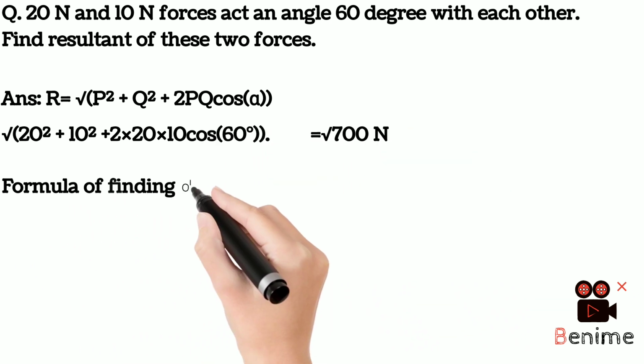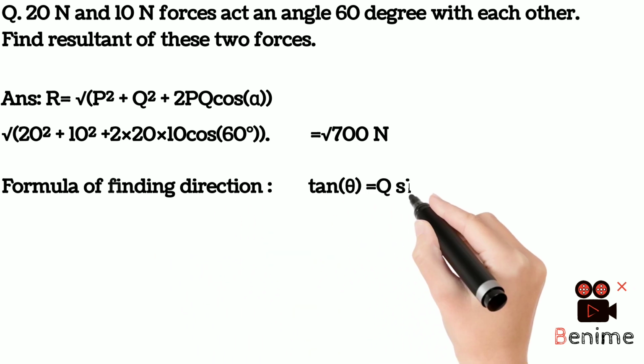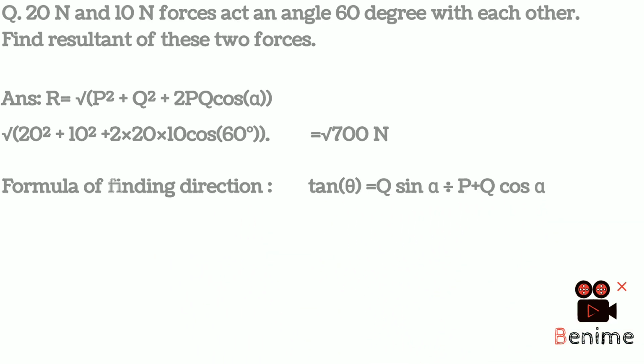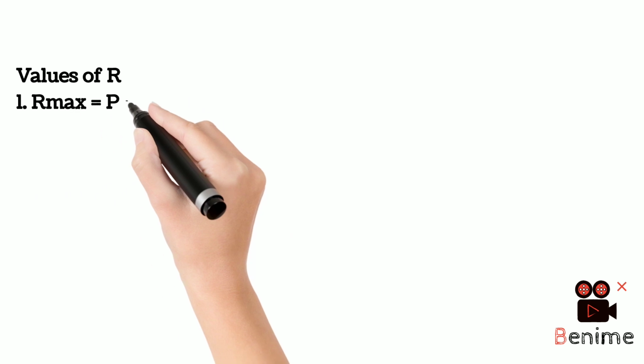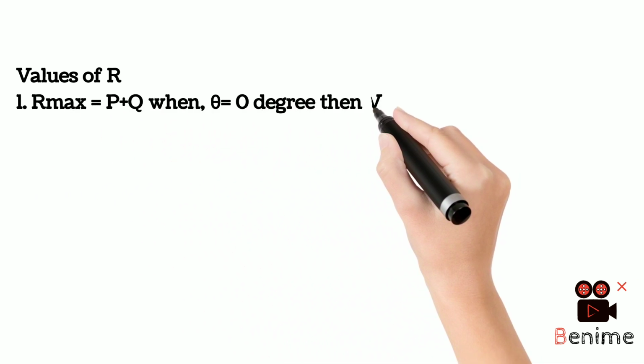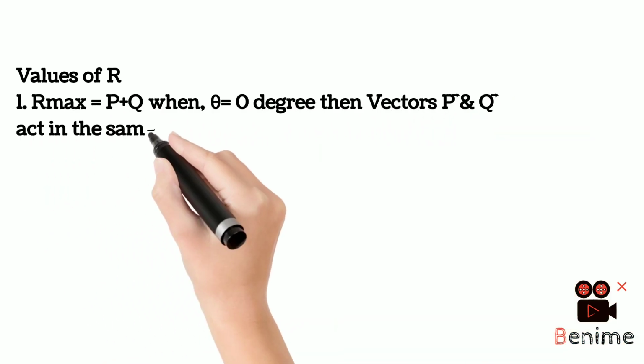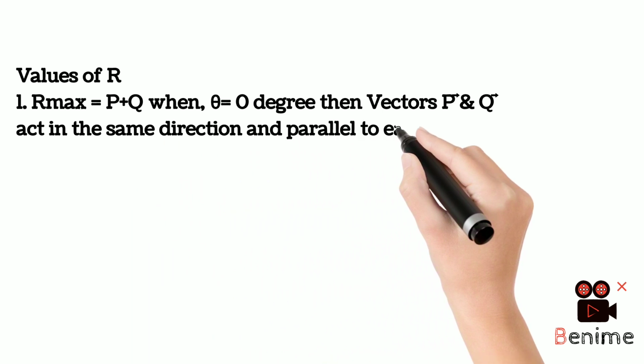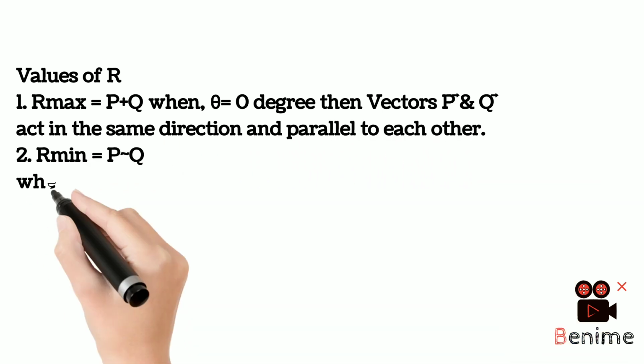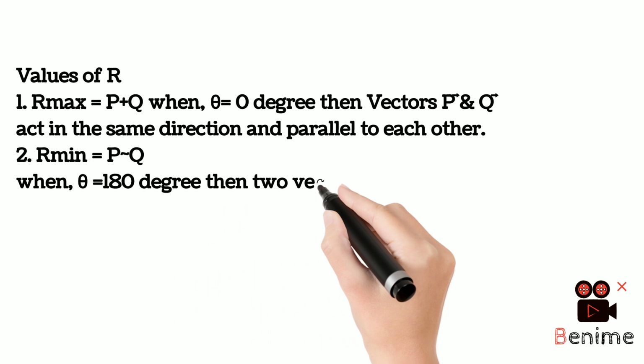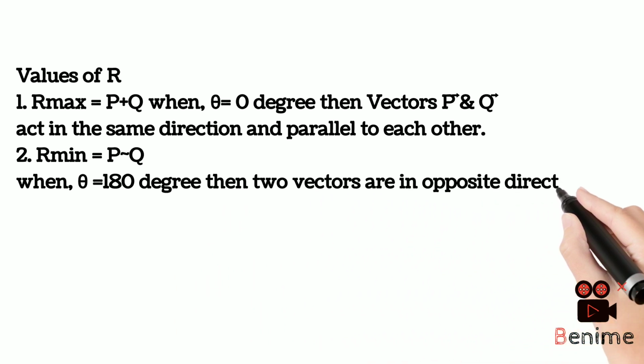N. Formula for finding direction: tan theta equals Q sin alpha divided by P plus Q cos alpha. Values of R: 1. R max equals P plus Q when theta equals 0 degrees. Then vectors P and Q act in the same direction and parallel to each other. 2. R min equals P minus Q when theta equals 180 degrees. Then the two vectors are in opposite directions to each other.